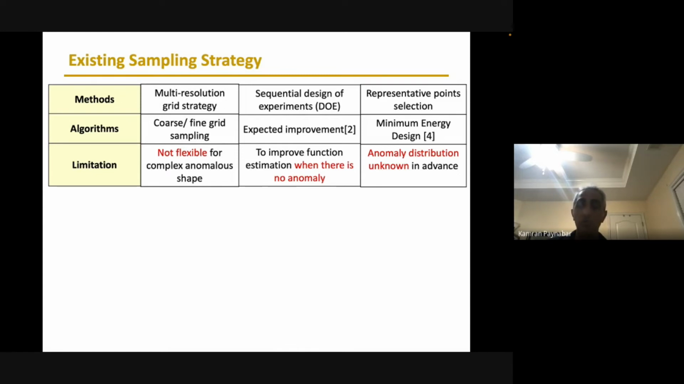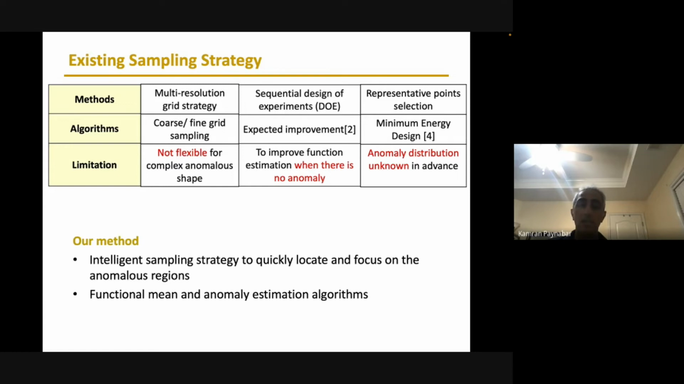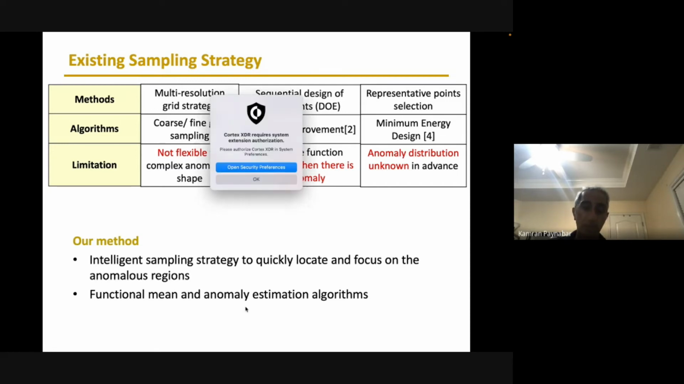What we are trying to do is address those limitations and propose an intelligent sampling strategy to quickly locate and focus on the anomalous region. It can estimate the functional mean, which is the background, and the anomaly estimation, which is important to find the shape of the defect if there is any defect.